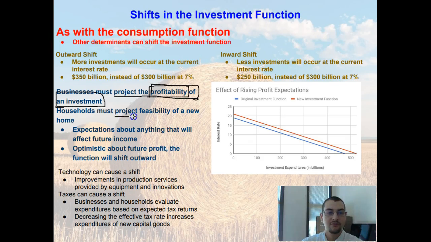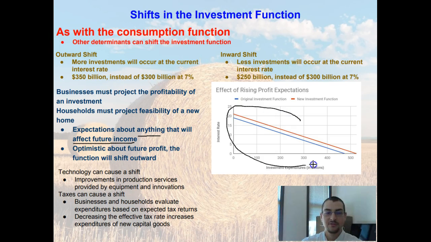Households must project the feasibility of a new home. Is it more conducive for them to buy a home than to continue to rent? So both businesses and households must make these decisions. Anything about our expectations about virtually anything that will affect future income will shift this investment function one way or the other. So stop and think about this.